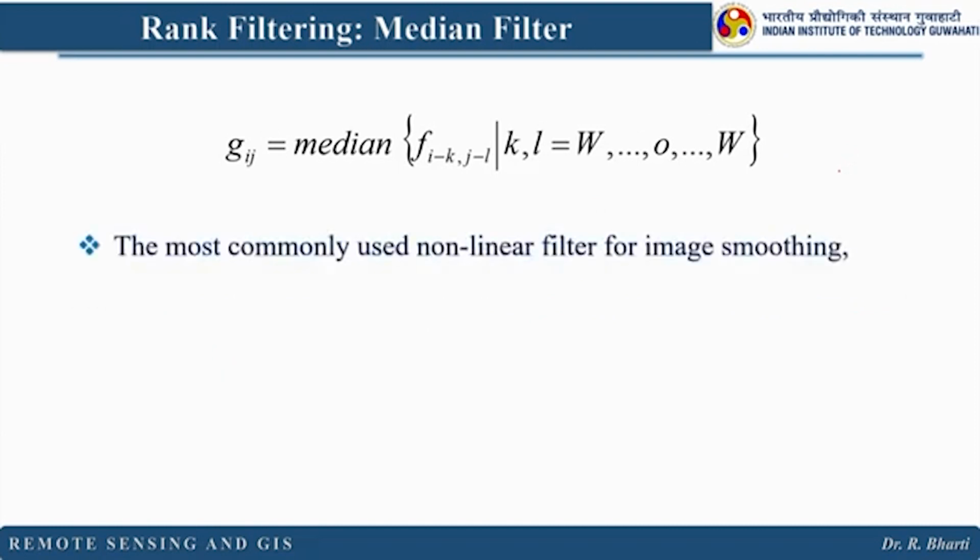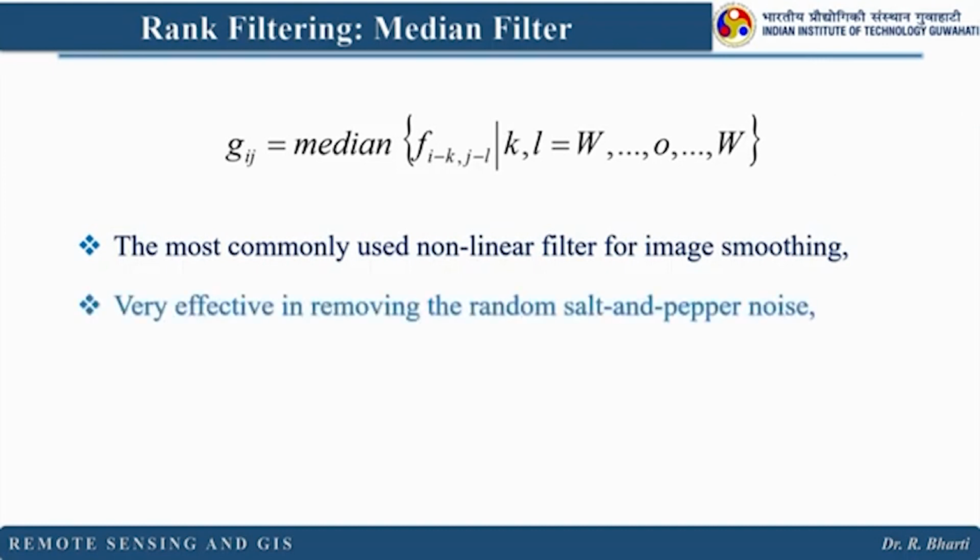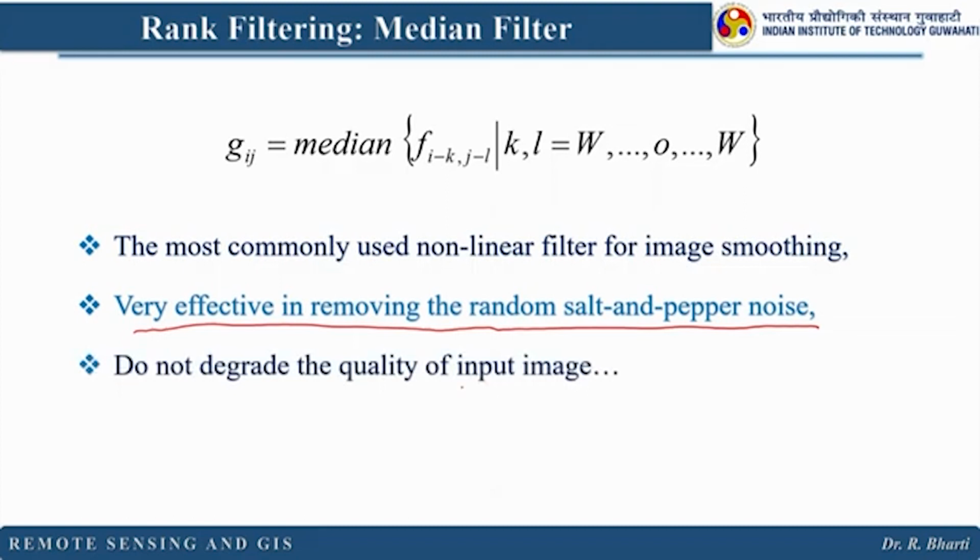Median filter is the most commonly used non-linear filter for image smoothing. Here it is very effective in removing random salt and pepper noise. Again, the same thing I explained in the previous few slides, right? Salt and pepper noise is basically when your image appears as if you have put some salt and pepper on white paper, a printed image with salt and pepper on it. That will appear, and that effect will be removed if you use this median filter, right? So here the input image quality will not be degraded much.